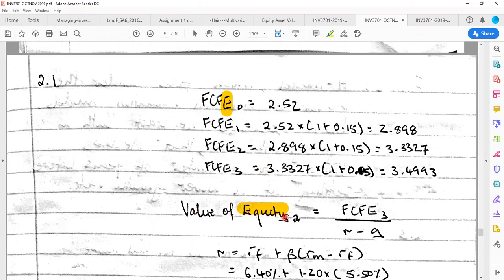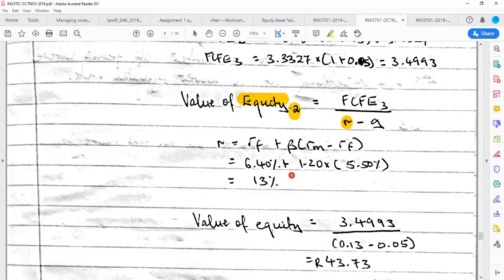So the value of equity at time 2 will be the free cash flow to equity at time 3 divided by the required return minus growth. This is the cost of equity. Remember, if it was FCFF, we would say WACC minus growth. So those are some important things to remember.